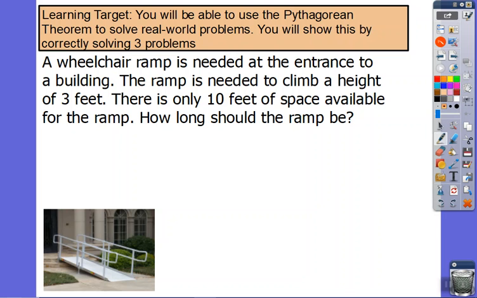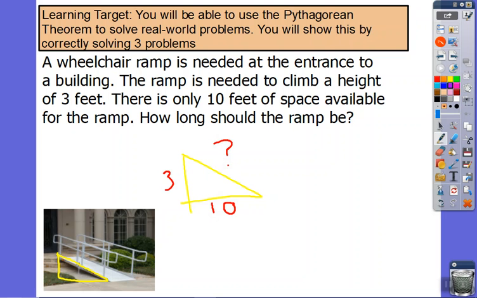So first off, let's see our triangle. So we've got the triangle right there. We know that it needs to climb up 3 feet, so that is our height. There's only 10 feet of space available, so that is the ground space, and we'd like to know how long the ramp is going to be.